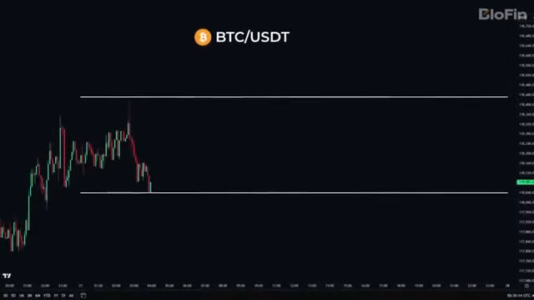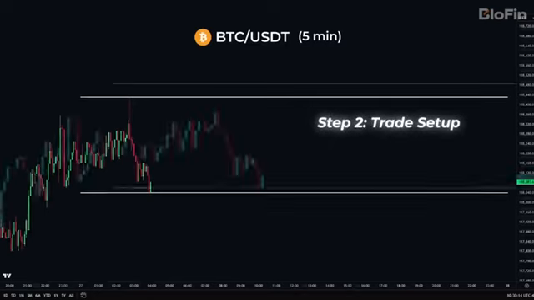Here, we're on the Bitcoin chart on the 5-minute time frame, and right here, we've already got the 4-hour range marked out. So that's step 1 done. We can now move to step 2, look for the trade setup.